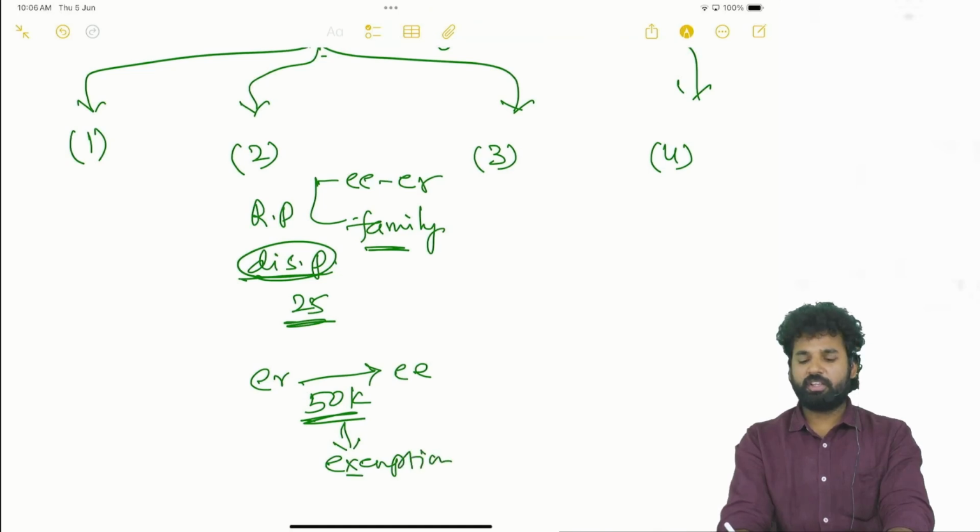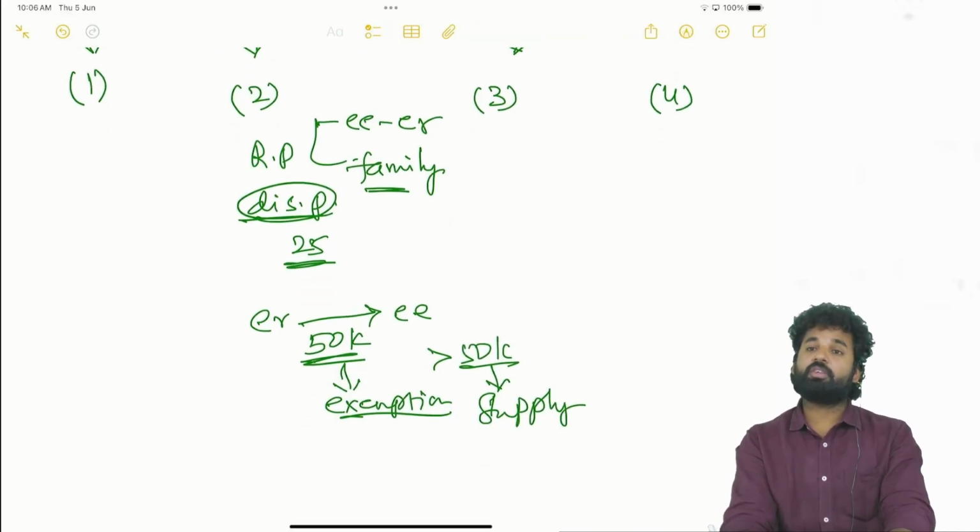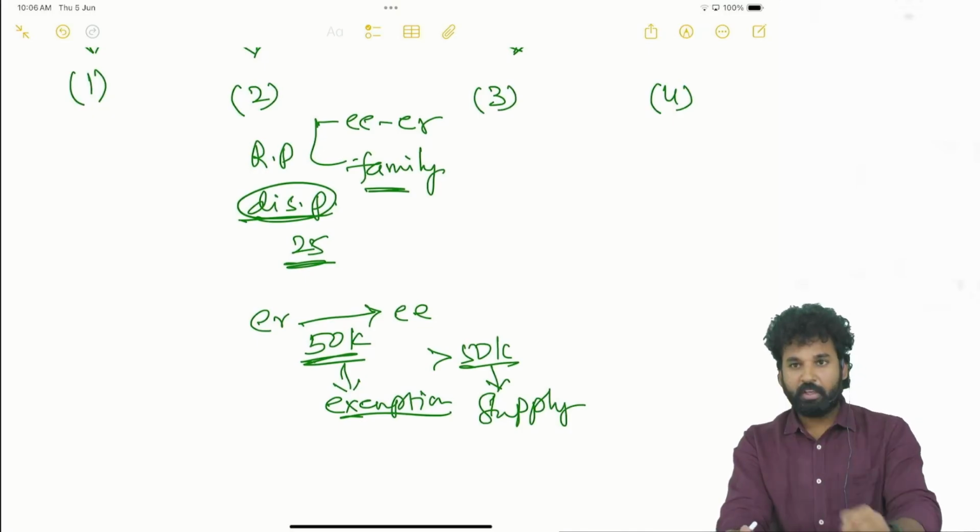That means this is not a supply. Whenever the value is more than 50k, then it will be treated as a supply. And that too, if it is outside the scope of employment, then only it is a supply. If it is within the scope of the employment, then it is not a supply.